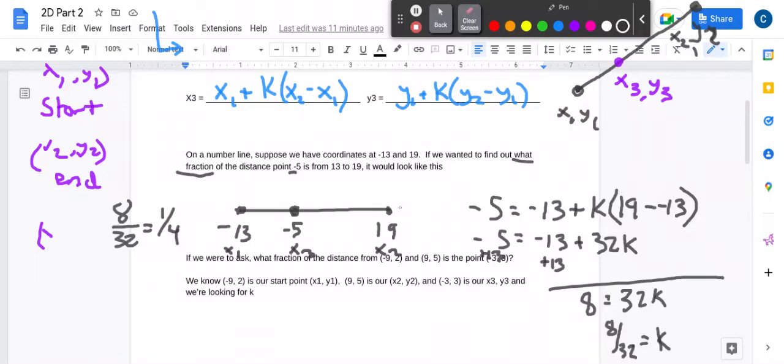Okay, we're still setting up the same equations that we have here. x3 equals x1 plus k times x2 minus x1. Except now, instead of not knowing x3, we don't know k. So we're going to plug in a number for x3, plug in a number for x1, x2, x1, and then solve for k.